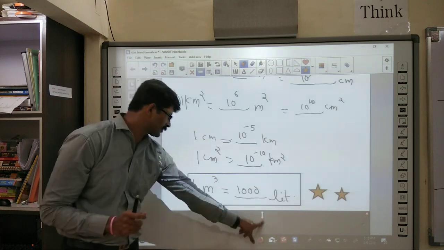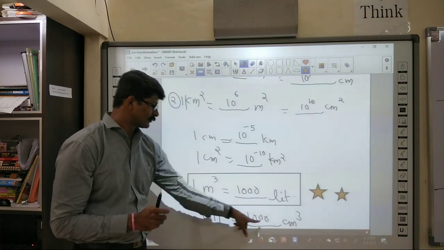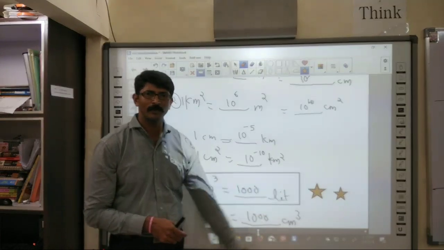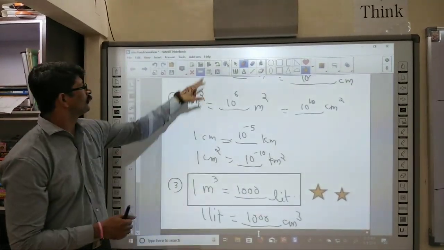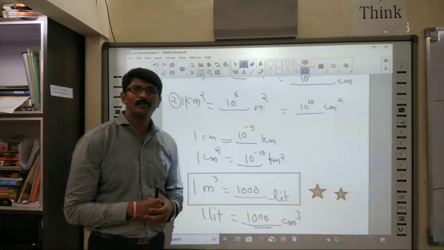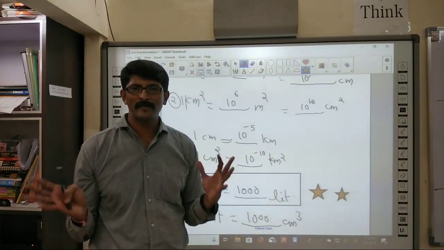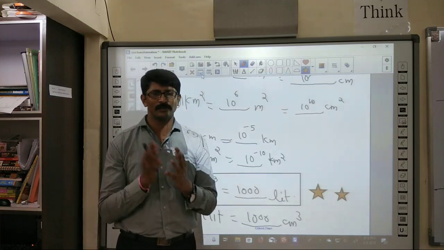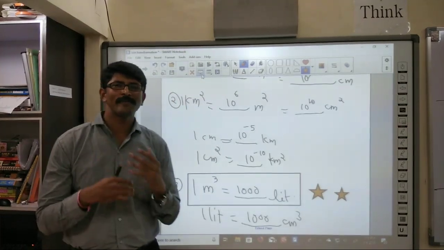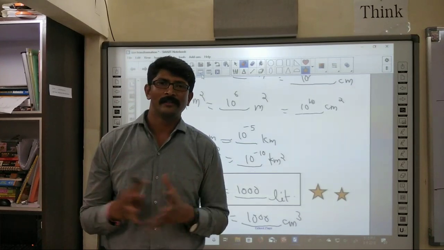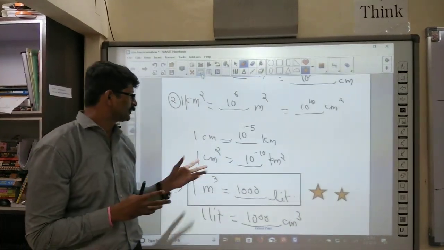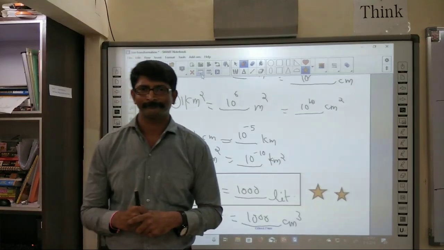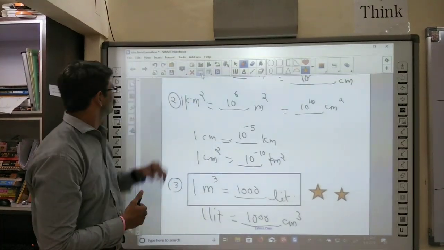Okay, there is one last. 1 liter is equal to 1000 centimeter cube. Okay, so over here we are ready with all our basic concepts as well as the conversions. And now we are ready to solve some sums based on this size transformation. So are you all ready? Sure, we'll start.